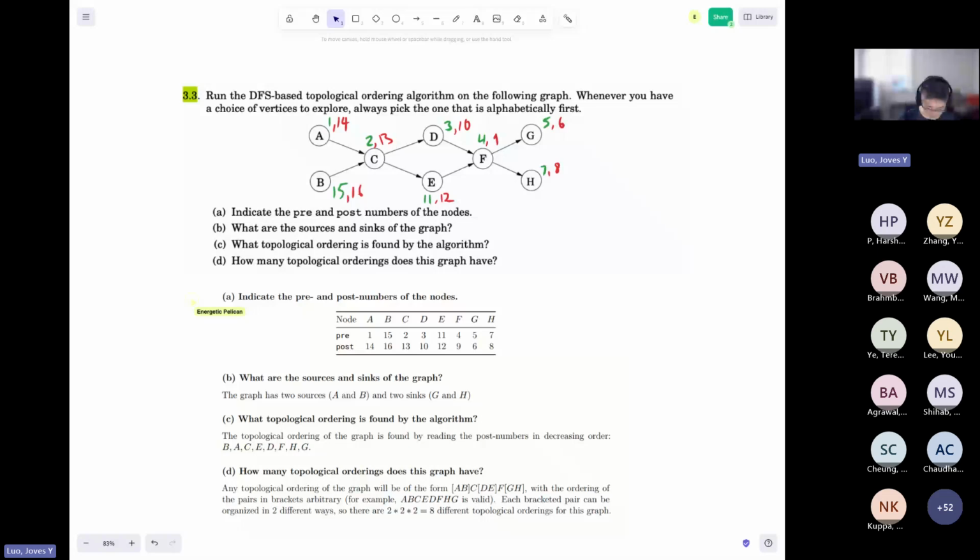Well, a source is any vertex that has no incoming edges. Now, when we look at this graph, it's really easy for us to say that A has no incoming edges. It's a little bit more complicated to do that in an algorithm because A by itself doesn't know who has edges pointing at it, right? But for now, visually, it's easier for us to say A is a source, B is a source, right? And then for sinks, we say G has no outgoing edges, H has no outgoing edges, so these are sinks, okay?